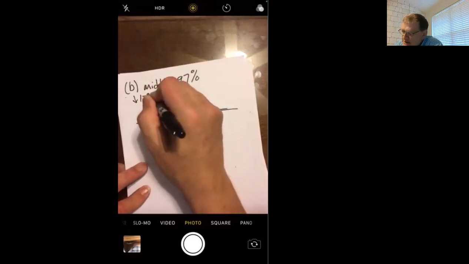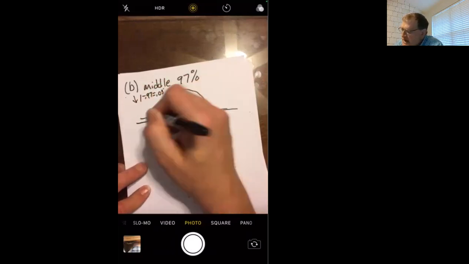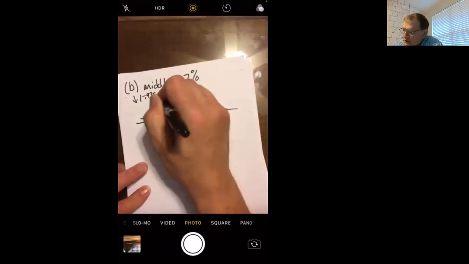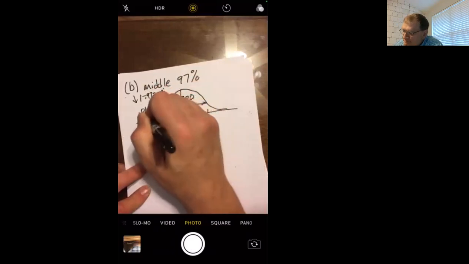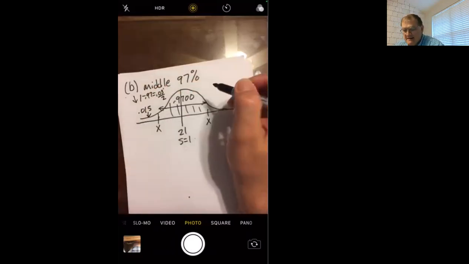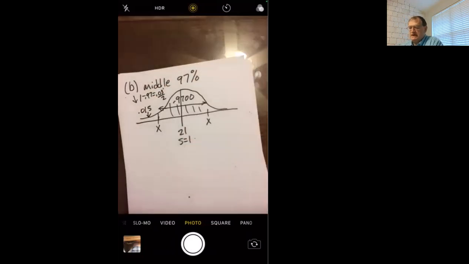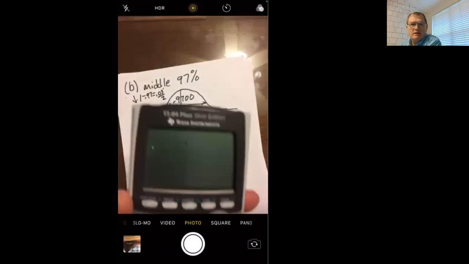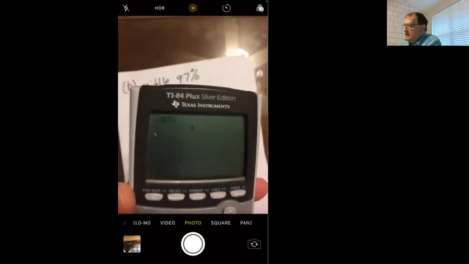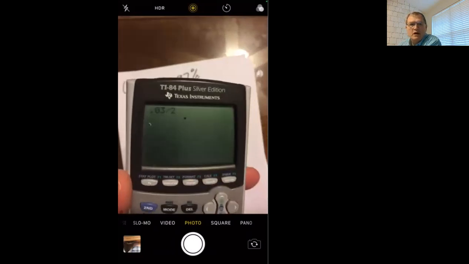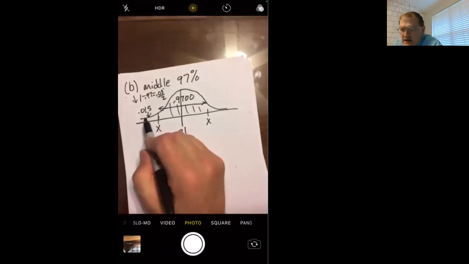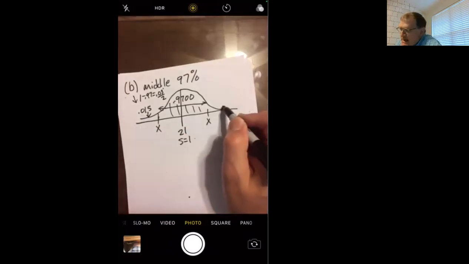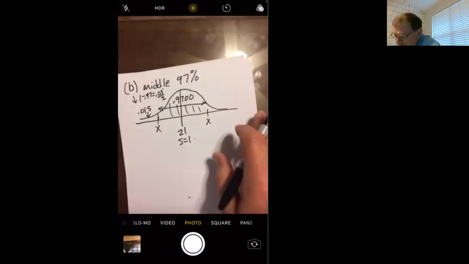1 minus 0.97 is 0.03. There's 3% on each side. So if I divide that by 2, I think you're going to get 0.015. I'll divide it by 2 just to make sure I don't have the decimals messed up. 0.03 divided by 2 is 0.015. In effect, 1.5% here, 1.5% here is your 3%, add 97%, you're at 100%.